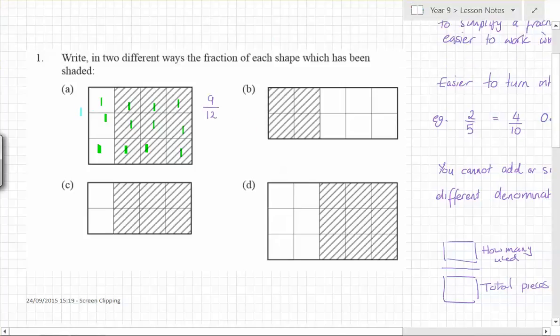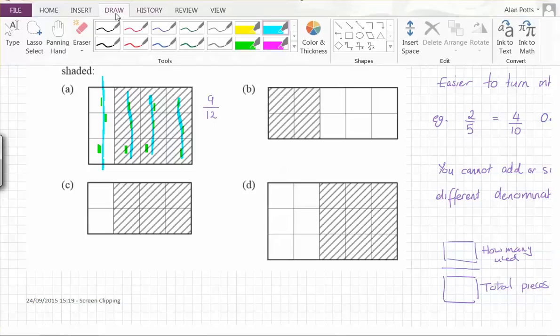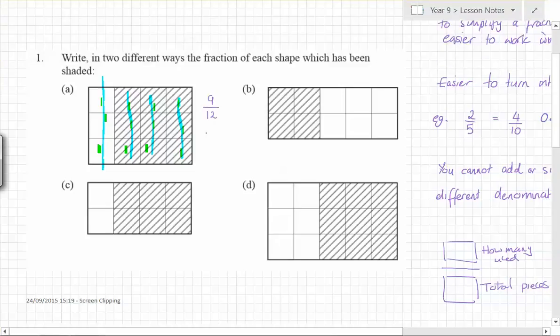So that's one way. What is the second way of doing it then, Jana? 3 quarters. 3/4. So we have here, look, 1, 2, 3, 4. So we imagine that each one is not cut up. So we have got there also 3/4. Now, I've got a question for you.